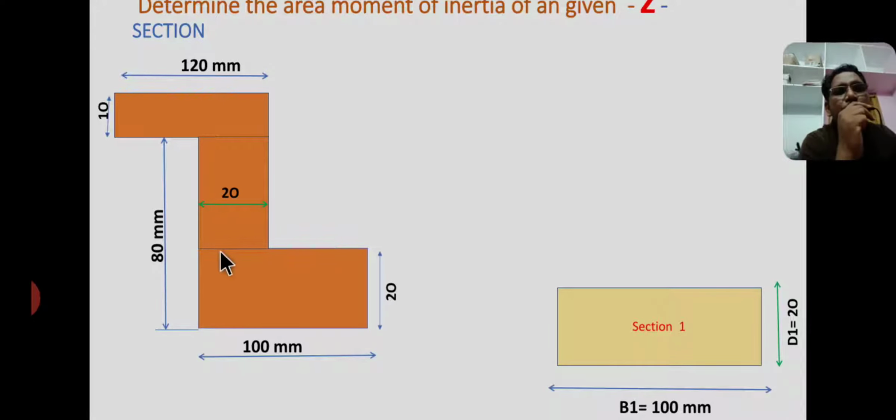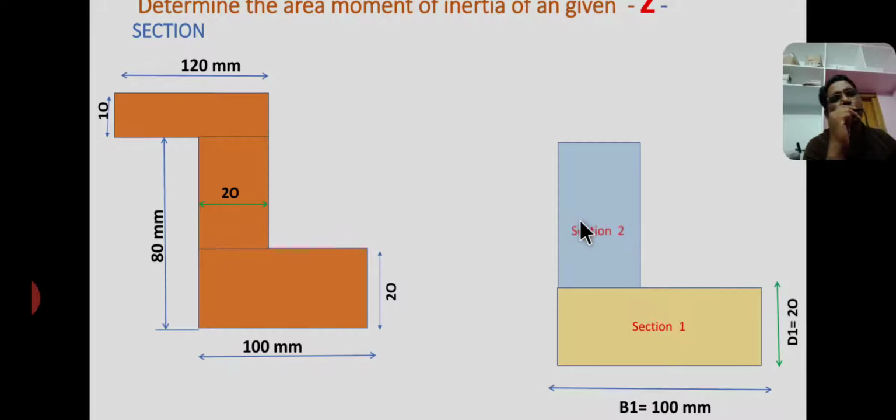Similarly, from here to here, I consider as section 2. Okay, this is section 2 having dimensions base B2 equal to 20 mm and depth D2 equal to, from here to here only, that is 80 minus 20 equals 60. Therefore, D2 equals 60 and D1 equals 20. Okay, where B refers to base, D refers to height or depth. Suffix 1 refers to section 1, suffix 2 refers to section 2. Similarly, suffix 3 refers to section 3.